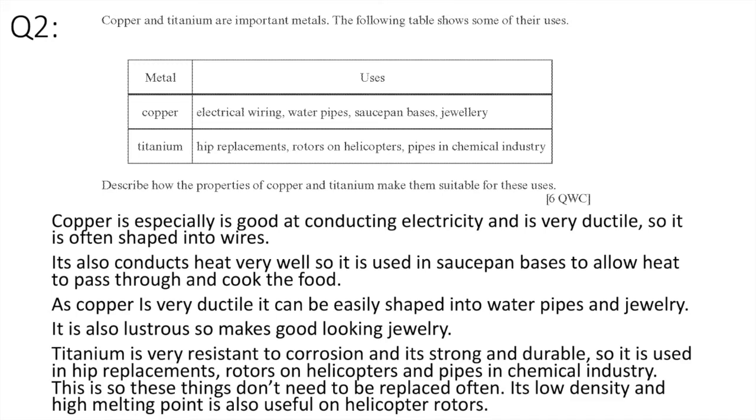And titanium is very resistant to corrosion and is strong and durable, so it's used in hip replacements, rotors on helicopters, and pipes in the chemical industry. This is important because these things can't be replaced often, as it's expensive, and its low density and high melting point are also useful on helicopter rotors.